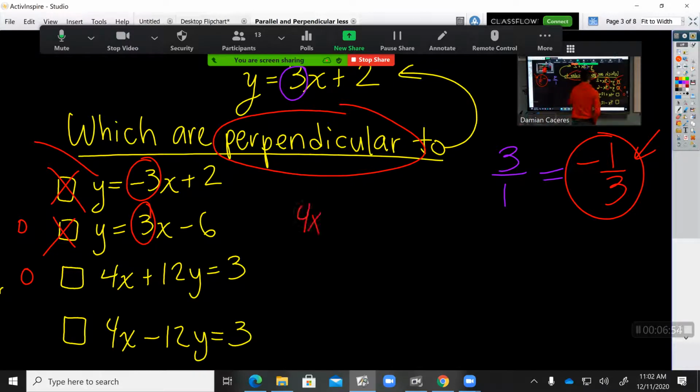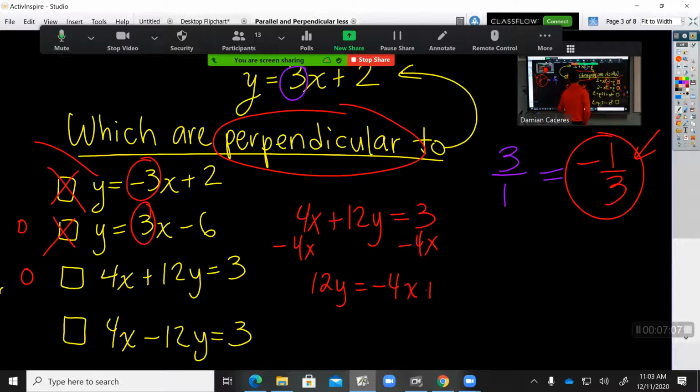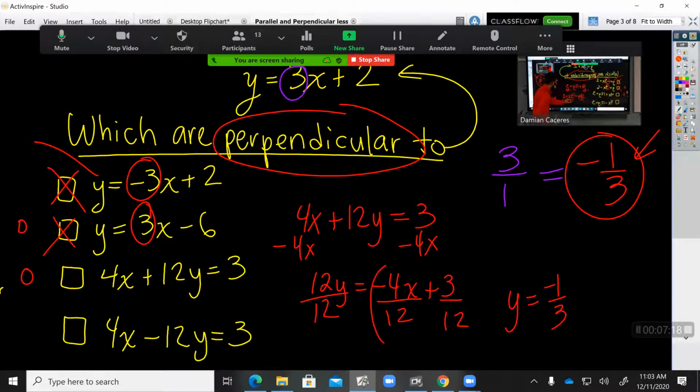Now between the next two, we have to work it out to find out. So the same two steps. Take away the x term from both sides. It leaves you with 12y equals negative 4x plus 3. And now we divide by the coefficient of the y. That leaves me with y equals negative 1 over 3x plus 1 over 4, because negative 4 over 12 simplifies to negative 1 over 3. Is negative 1 over 3 the same as negative 1 over 3? Yes, it is. So we check C.